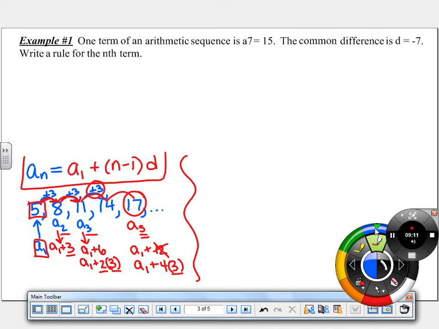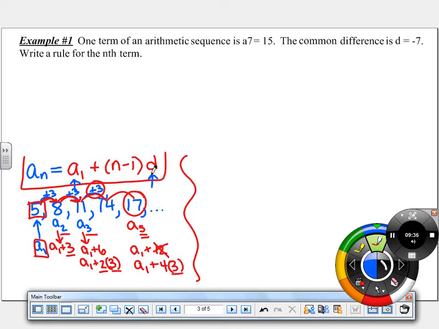So one term of an arithmetic sequence is A7 equals 15. And on the slide, the 7 is not a subscript, but it should be, and it is on your note-taking guide, right? And then it says the common difference is negative 7. Find the rule for the nth term. So my ultimate goal is to write something like this, where just like Marlon said, I can replace the A1 and replace the difference with the values that they are for this example, okay?